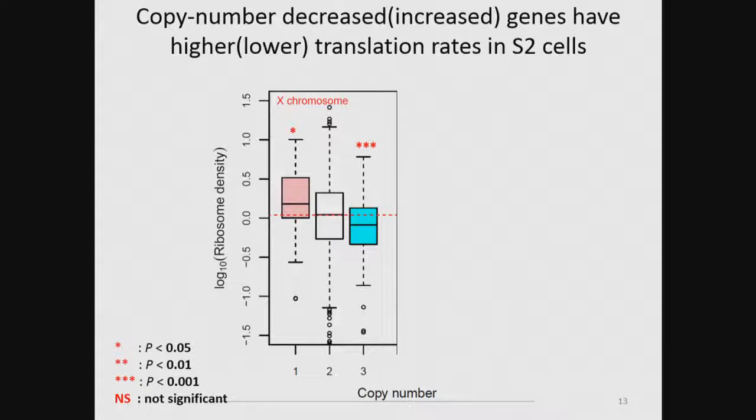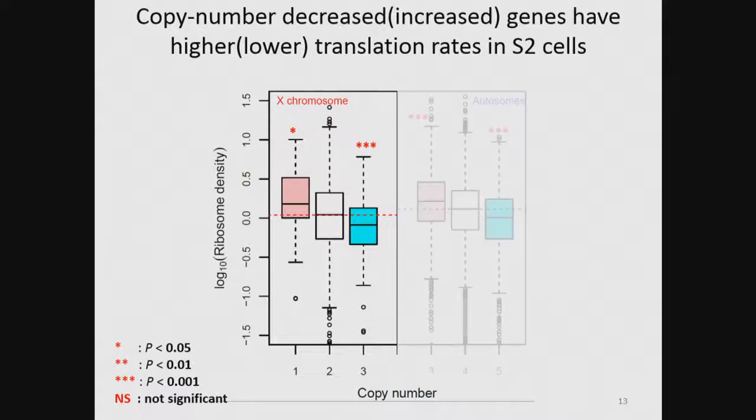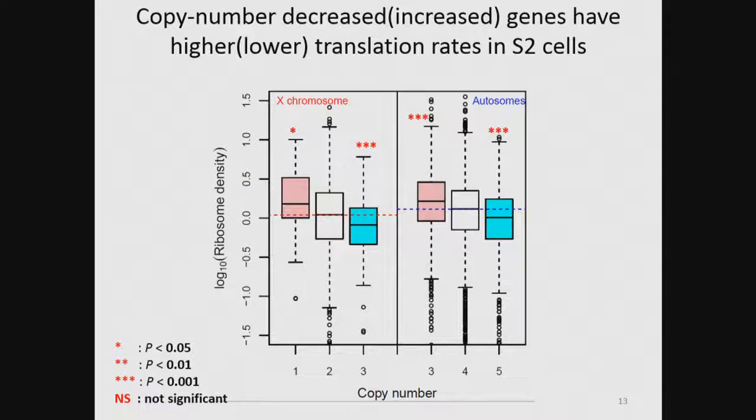The middle one is a normal group, which has a normal number of gene copies. The left one, which we represent with pink, are the genes that actually have lower copies, meaning depletion, and the right one, in blue, are our genes with increased copies. You can see, compared to the middle one, when the genes decrease their gene copies, they will have a higher translation rate, and you will see the opposite for the copy number increased genes. This is for the X chromosome, and all chromosomes show the same.